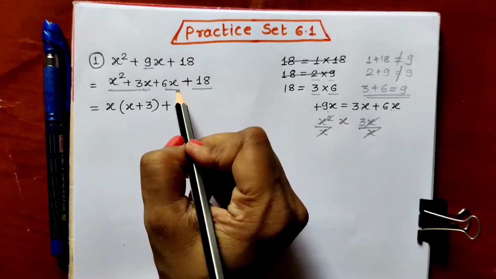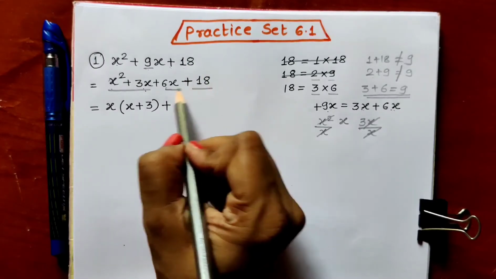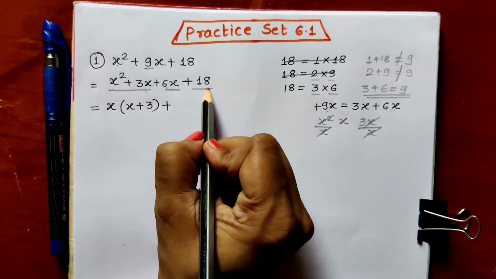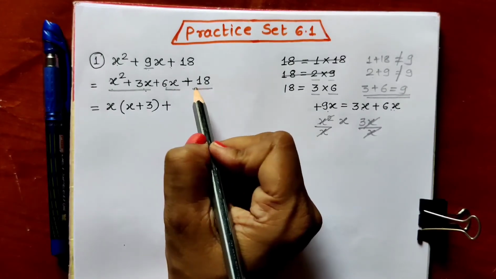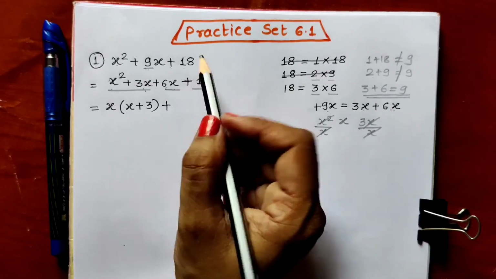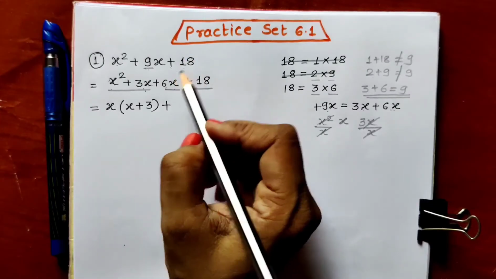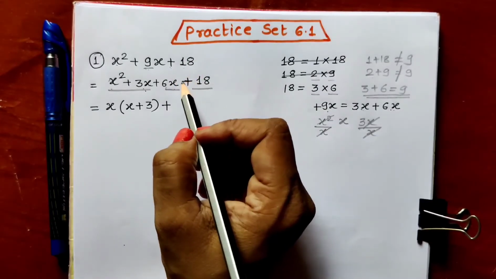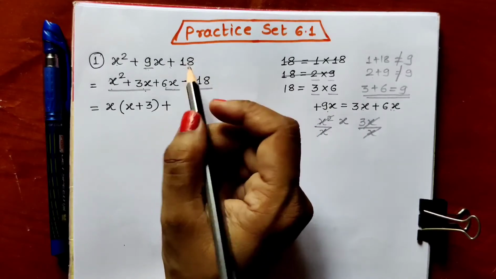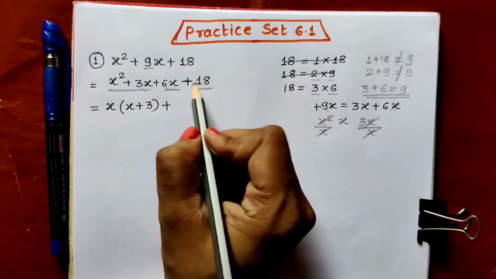From third and fourth term variables are not there. In third term variable is there, but in fourth term variable is not there. So we cannot take out variable common. We have to check whether we can take out number common, smaller number. Okay, so as we can see, 6 and 18, these two numbers are there.